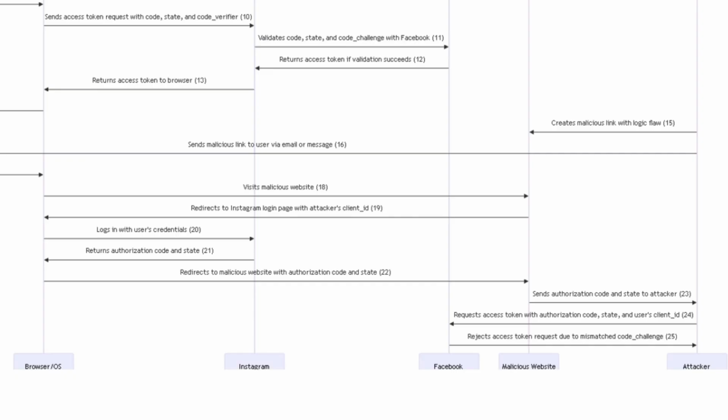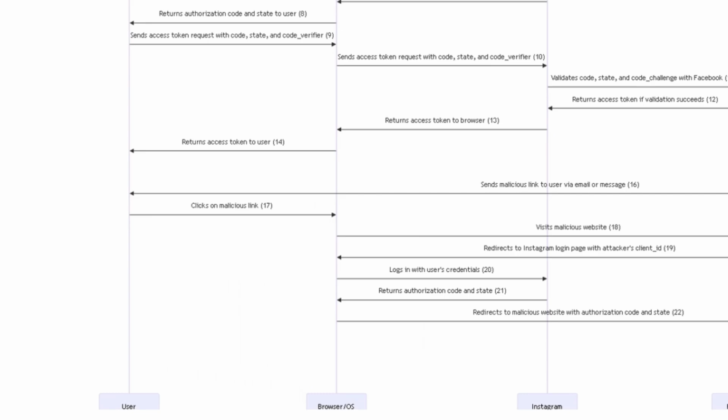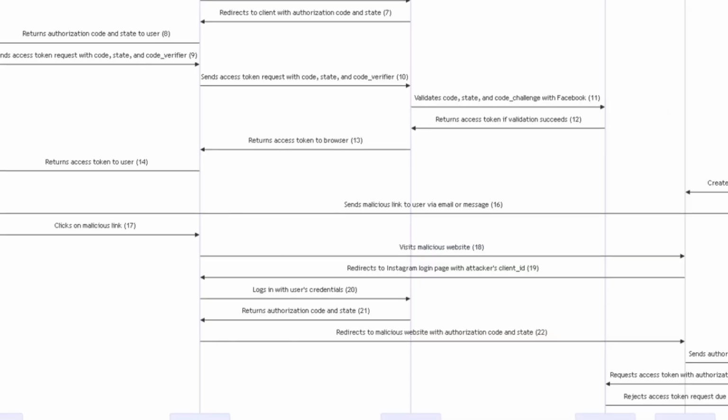The redirection includes the attacker's client ID instead of the user's client ID, which is a violation of the OAuth 2.0 specification. The user's browser or operating system logs in with the user's credentials, either automatically or manually, and grants permission to the attacker's application. Instagram returns an authorization code and a state value to the user's browser or operating system, which can be used to obtain an access token from Facebook.